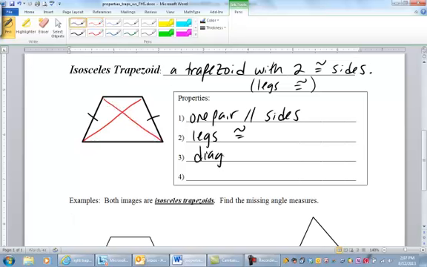Diagonals congruent, or equal. You know, congruent is just a fancy word for equal. And let me erase those diagonals real quick.